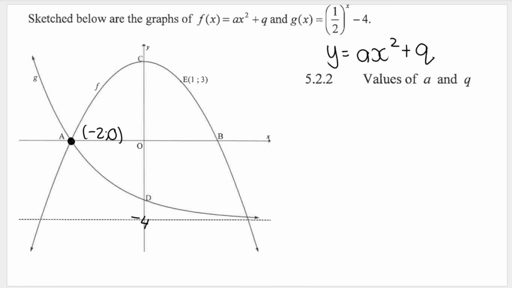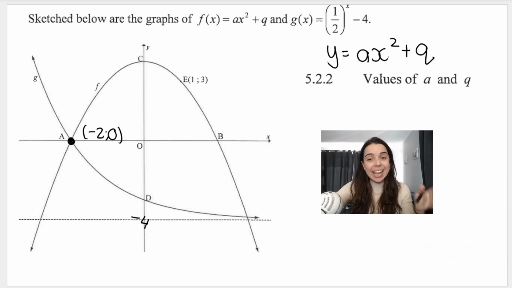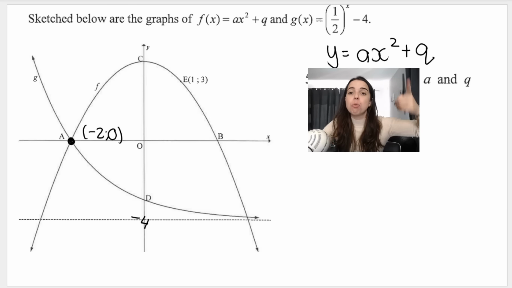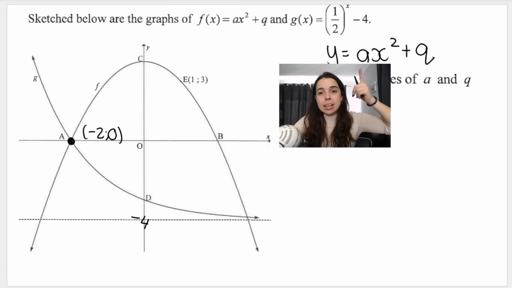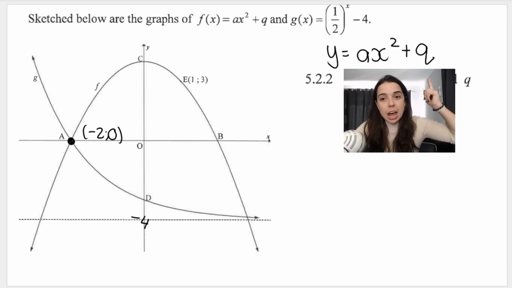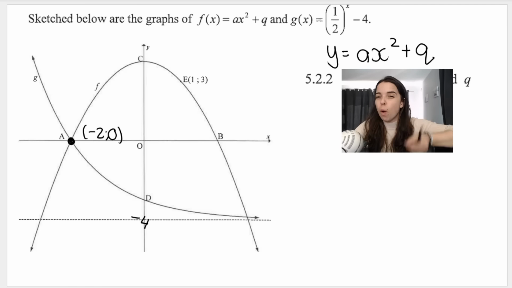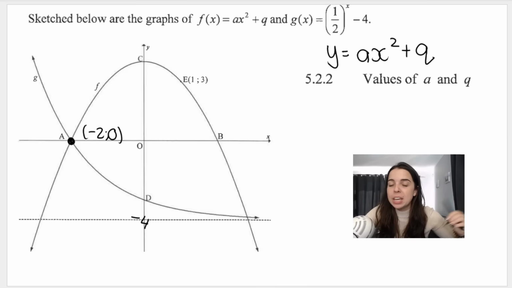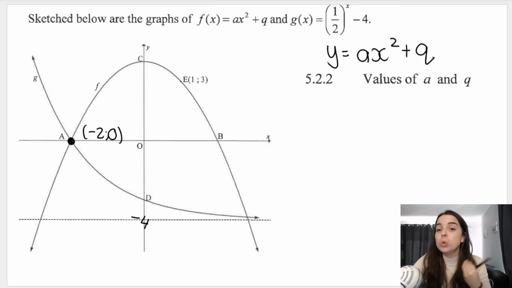My next question wants me to get the values of A and Q. Now remember, A and Q appear in the following formula for the parabola, where A is over here and it dictates the shape of the graph, and Q is basically the y-intercept of the graph. It would be this value over here, which we don't know. This is an interesting question. This is a more difficult question.